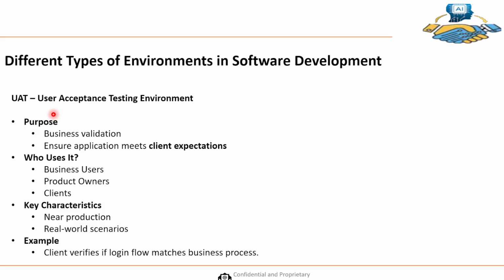Next is the UAT, user acceptance testing environment. Basically, business users use it, and it ensures the application meets the client's expectations. Mostly product owners, and we also give it to the client to perform the UAT. It's near a production environment, and the product team or the clients do real-world scenarios, and the client verifies if login flows match the business process.